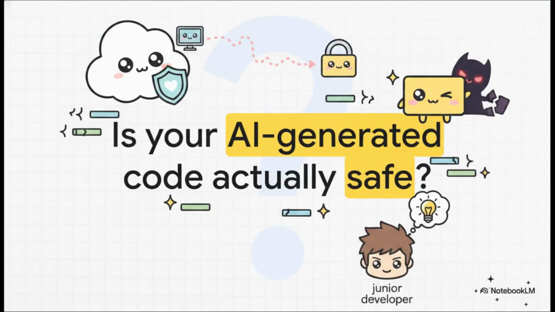Section 6, Security and Final Thoughts. Before we wrap up this explainer, we really need to address the most critical, sobering reality of using AI coding tools in professional environments. We have to ask, is your AI-generated code actually safe? You must remember that AI does not inherently understand your unique security context. A junior developer who can write code instantly can, unfortunately, also write devastating vulnerabilities instantly.